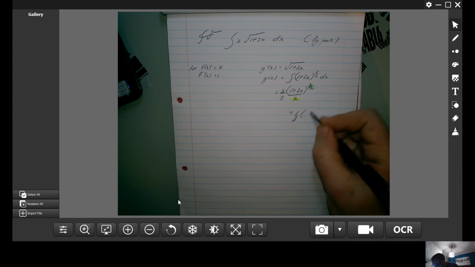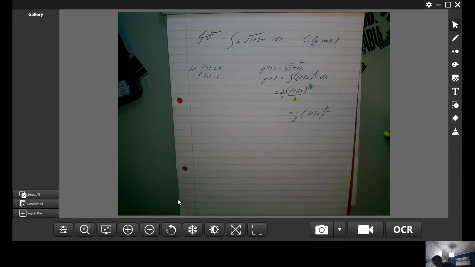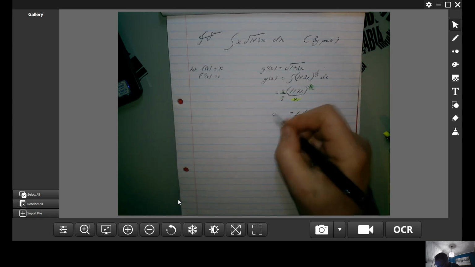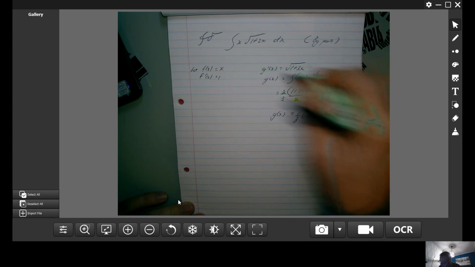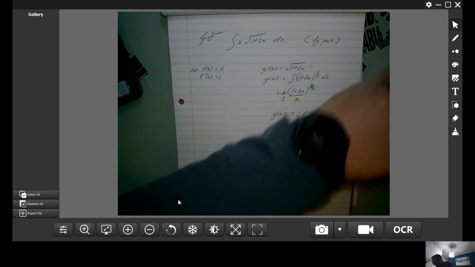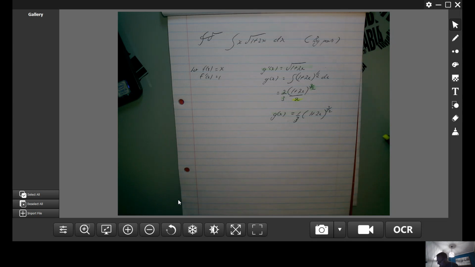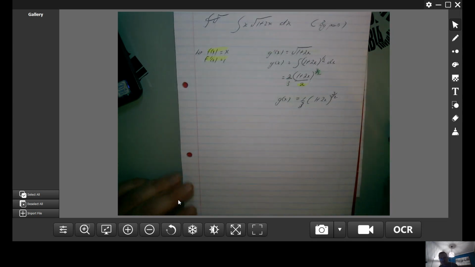A third of (1 plus 2x) to the 3 over 2. Okay, right. So this is g of x. g dashed of x is the square root of 1 plus 2x. g of x then is a third (1 plus 2x) to the 3 over 2. And f of x is x and f dashed of x is 1.